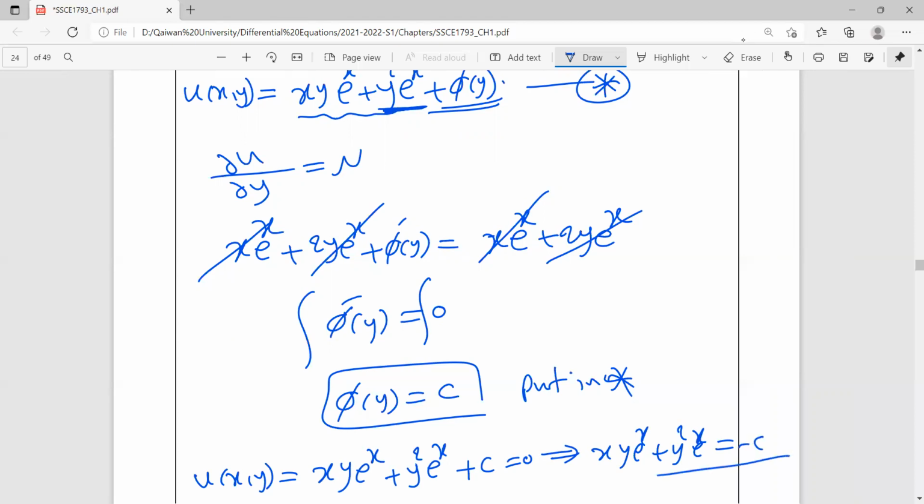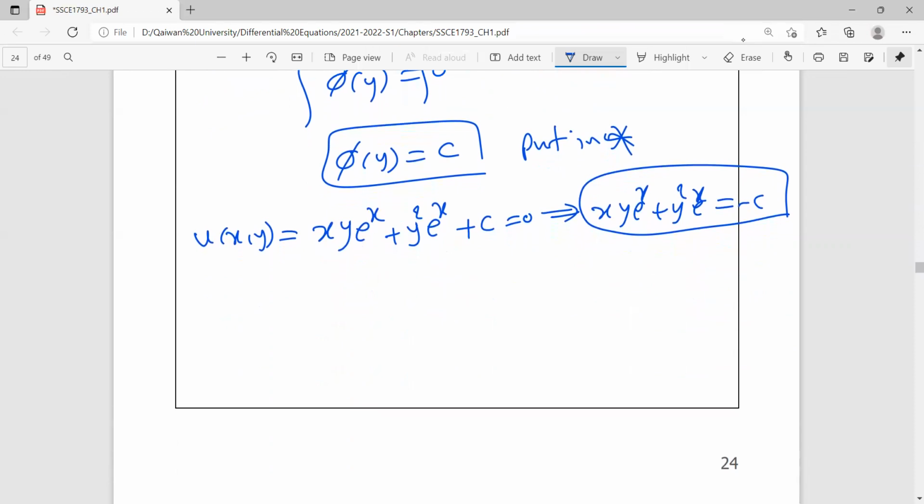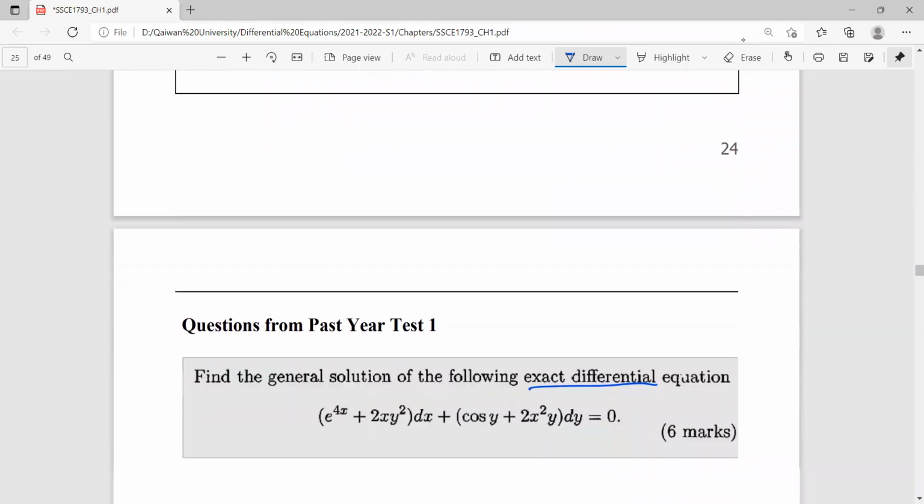Let's say minus c. This is the solution of the differential equation. If you have given conditions, we use them here to find the value of c. This is the solution.